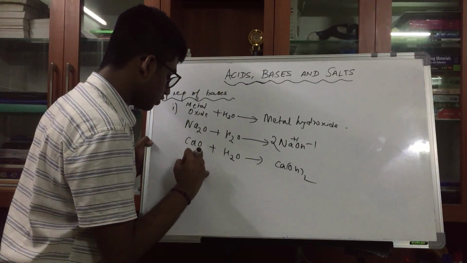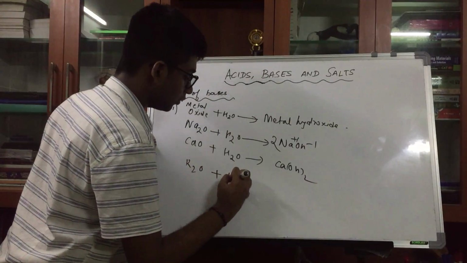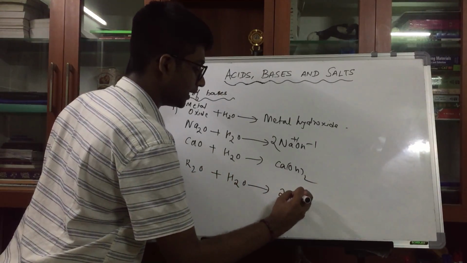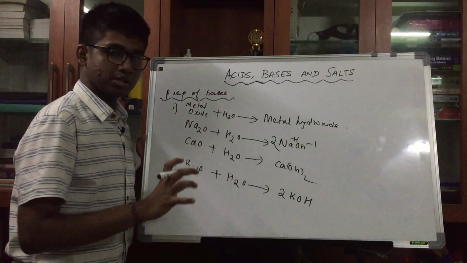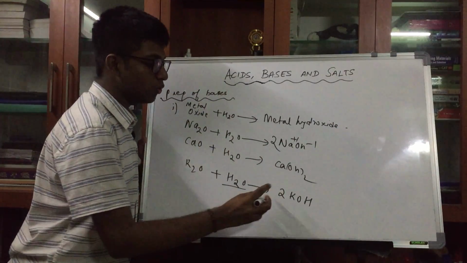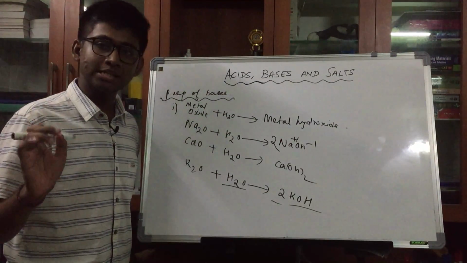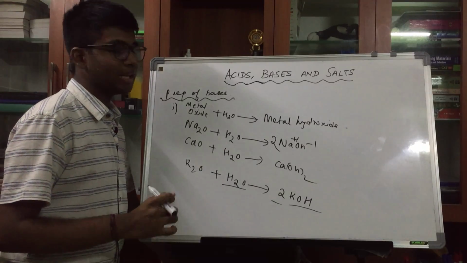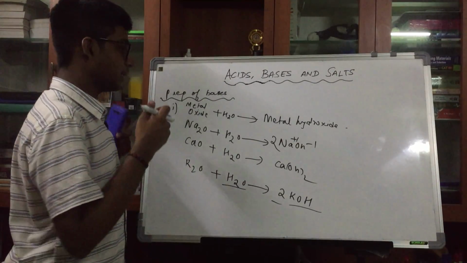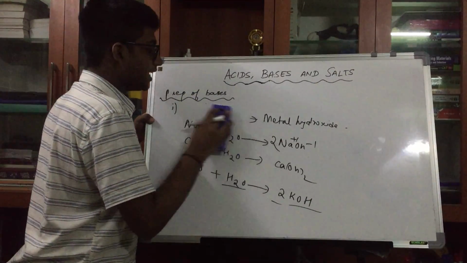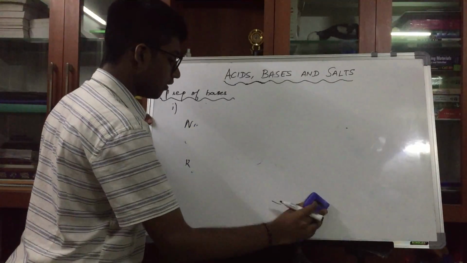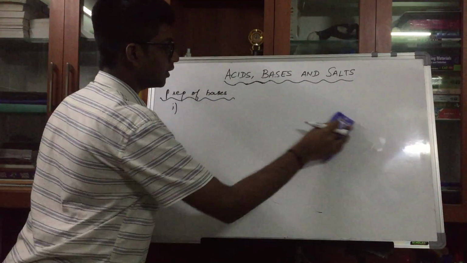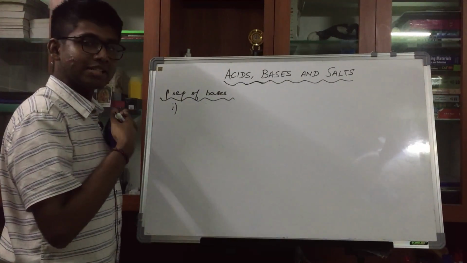Now the next one is K2O, and then you will have H2O, and you will be getting 2KOH. Because an oxide, when you react it with water, you will be getting a hydroxide and no other substance. This is supposed to be the reaction of metal oxide plus water. So the next one is the reaction of metal sulphides. Let's not go in order.